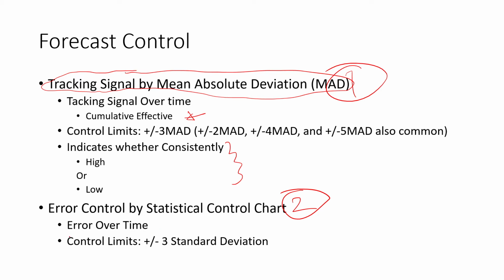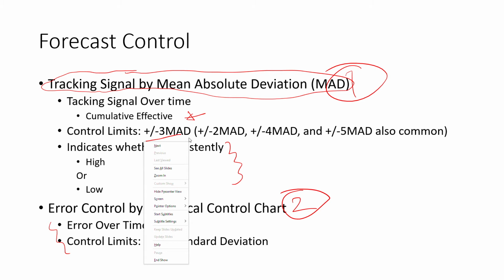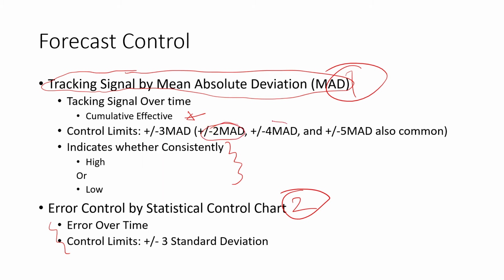And in a statistical control chart, basically you see how the error is distributed over time. Typically plus or minus 3 MAD is used as a standard, but sometimes it could be plus or minus 2 MAD, or 4 MAD, or up to 5 MAD deviation, depending on the data type or product. But a statistical control chart generally uses plus or minus 3 sigma.